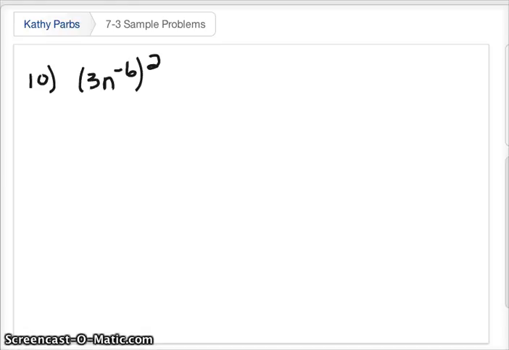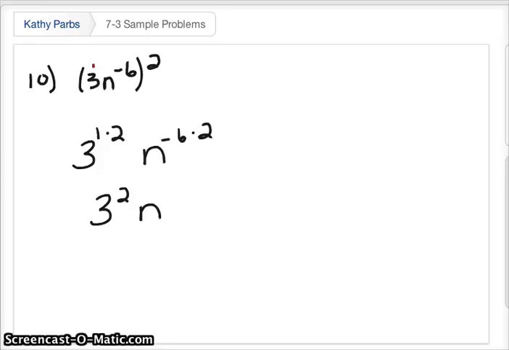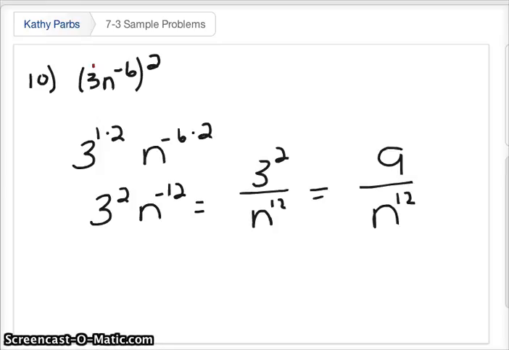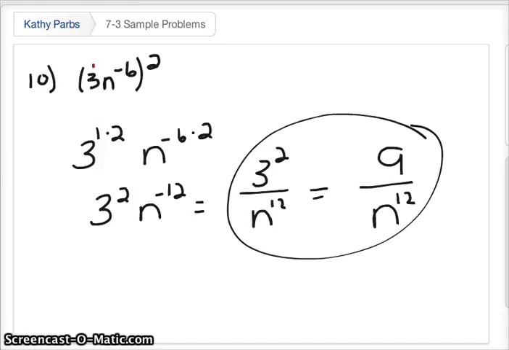Okay, one last problem. Once again, remember this is 3 to the 1st, so we would have 3 to the 1 times 2 into the -6 times 2, which would give us 3 squared n to the -12, which is equal to 3 squared over n to the 12th. You could stop there. Or 3 times 3 is 9, which would give you 9 over n to the 12th. Either one of those answers is okay.